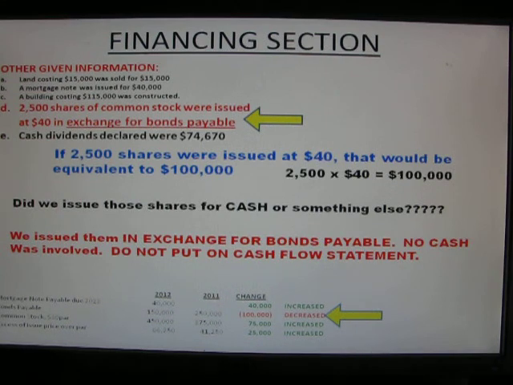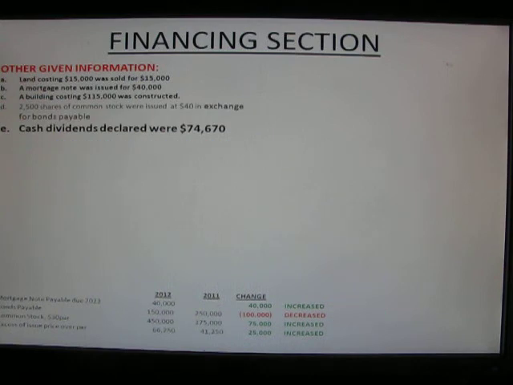So our journal entry would have been to reduce our bonds payable, debit bonds payable, and credit our common stock. Is cash involved in this journal entry? No. So we've taken care of the change in bonds payable and the change in our common stock, but no cash was involved, so we're not going to write it down in our section. So we're going to move on.